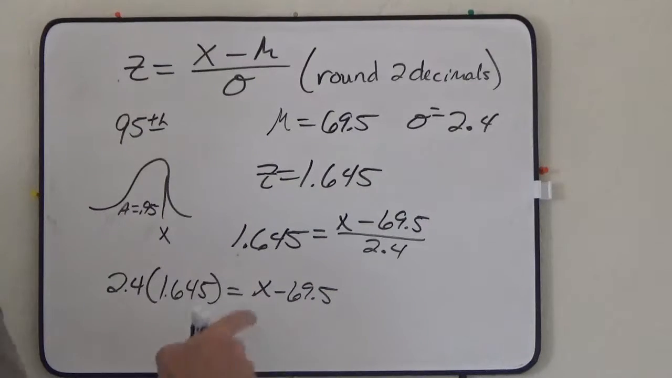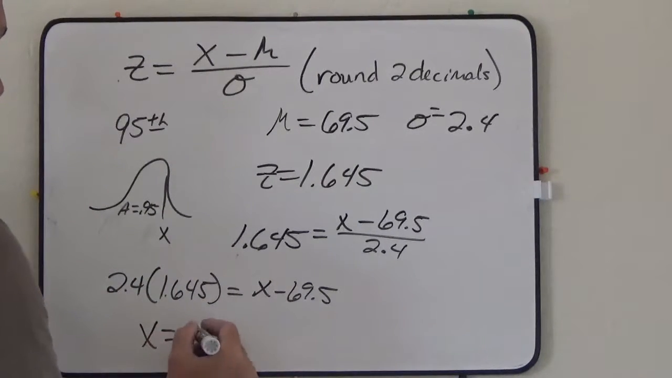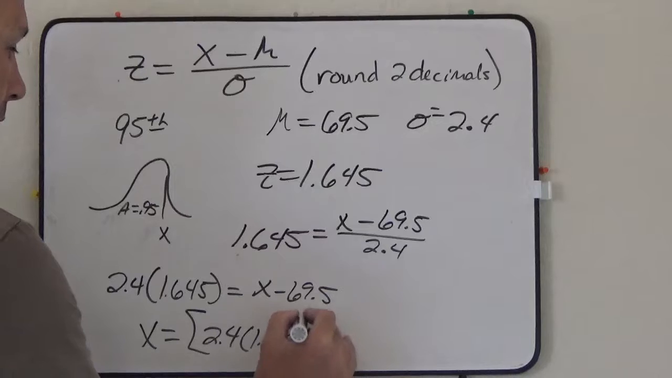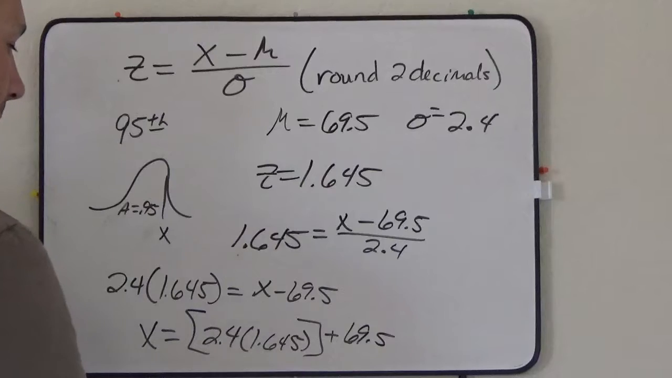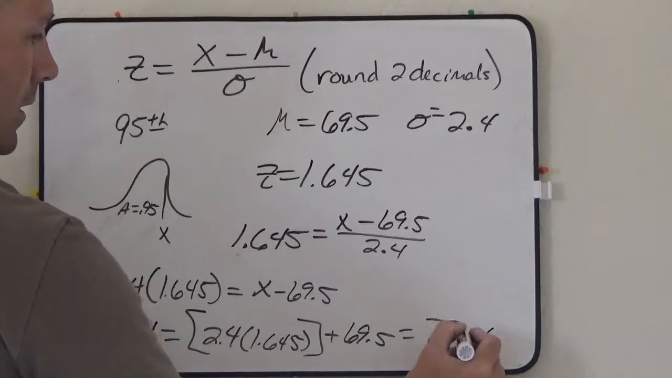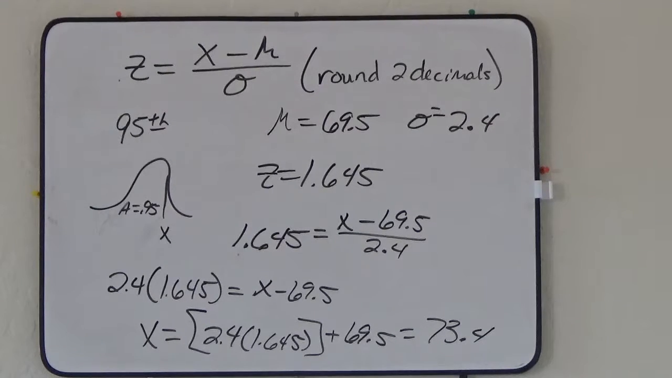Now in math class, you would learn that you will now add 69.5 over to this answer. Now you could have already solved this. I'm just going through the full thing. So x is going to equal 2.4 times 1.645. You have to multiply first, and then you're going to add to that answer 69.5. That gives you a value of 73.4. So basically, the height of the ceiling has to be 73.4 inches in order for 95% of males to be able to stand without bumping their heads.